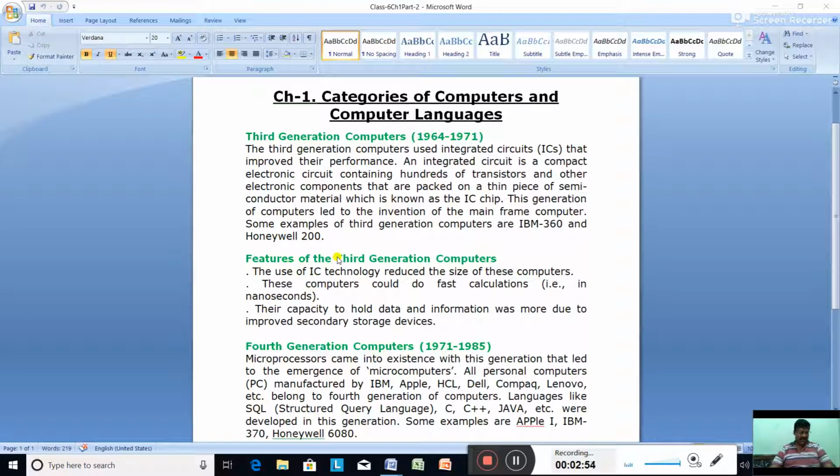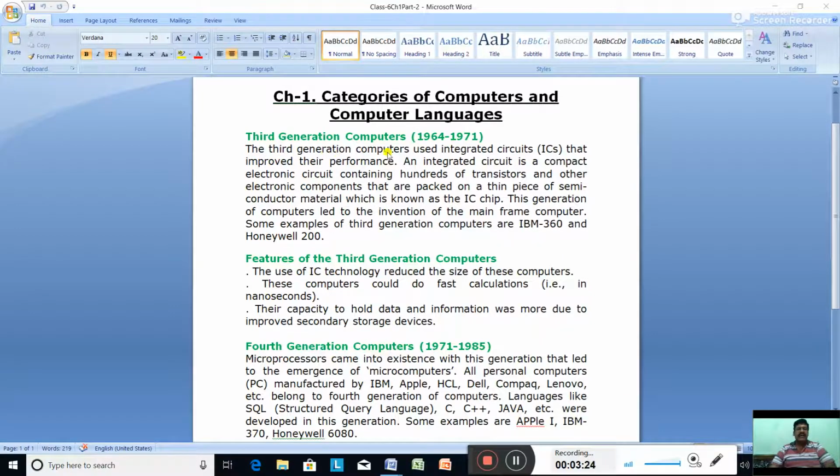Features: transistors were the main component of these computers. These computers were smaller in size as compared to first generation, and the processing speed of these computers increased from millisecond to microsecond. In today's class, we are going to discuss at first about the third generation computers. The time period was 1964 till 1971.